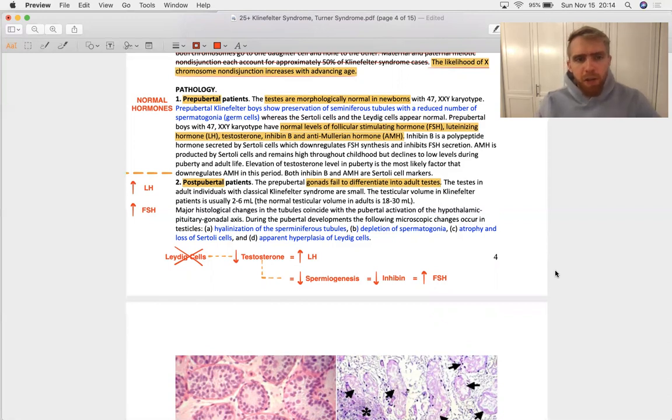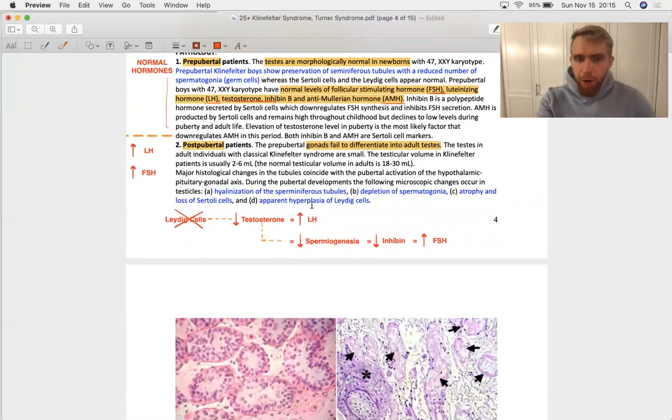Now, key to understanding Klinefelter's is that these patients, again, are totally normal until they hit puberty. And that means that their blood panels are normal too, and their hormones as well. They're going to have normal blood LH, FSH, testosterone, anti-Müllerian hormone. You really can't tell that anything's wrong with these guys.